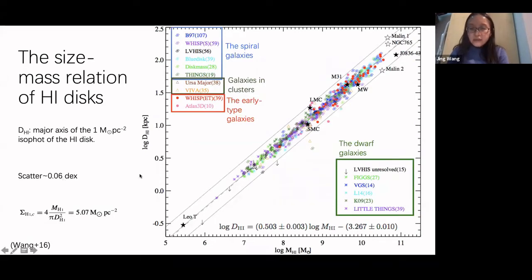And secondly, if we look into the slope of the relation, it's very close to 0.5. If we move this 0.5 to the other side of the equation, it becomes 2. And then we can roughly approximate the equation like this. We get a characteristic surface density for all these galaxies of about 5 solar mass per parsec squared. It implies that the H1 disks among different types of galaxies are very self-similar. They are very homogeneous in the surface density distributions.